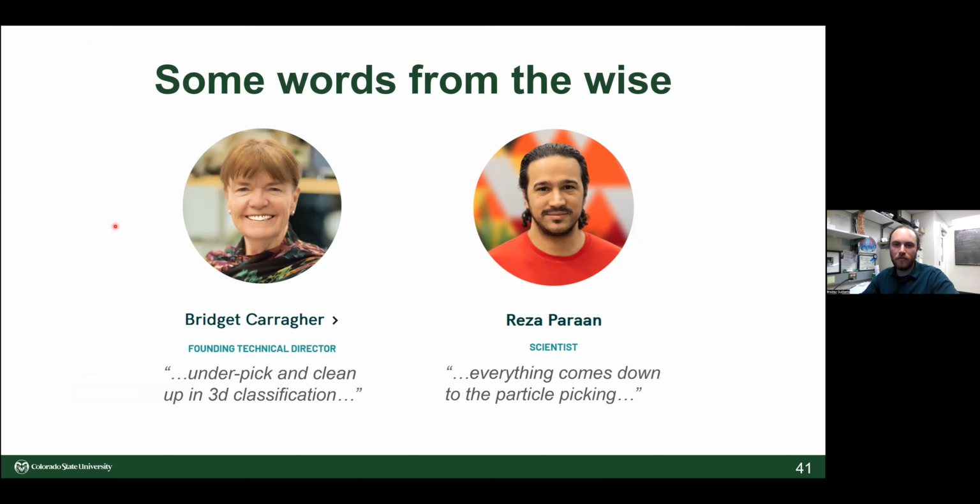So, some words from the wise. Our collaborators at the Chan Zuckerberg Imaging Institute, I showed them what I was doing. Bridget, if I had to boil down what she said, it was basically to underpick and clean things up with 3D classification, something I wasn't doing. And Reza emphasized that particle picking was a really important aspect that I wasn't giving the care it needed.